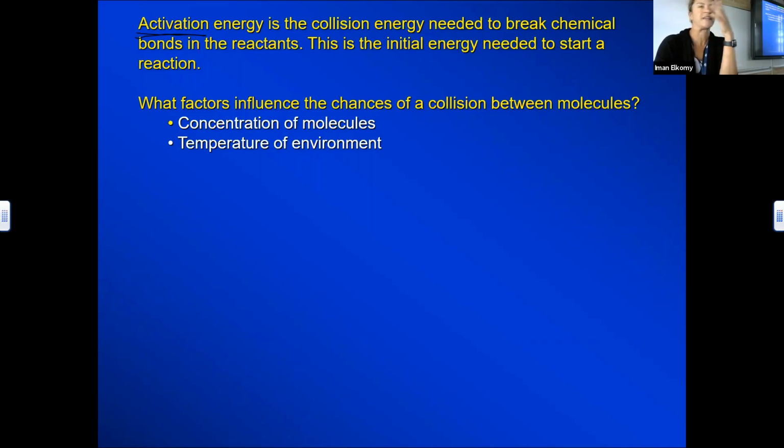What are the chances that at this party people are going to hook up? What's going to affect it? Well, the concentration. The more people we have at our party, the more likelihood that someone's going to hook up, right? Excuse me if I offend anyone, I'm just saying. The temperature of the environment.